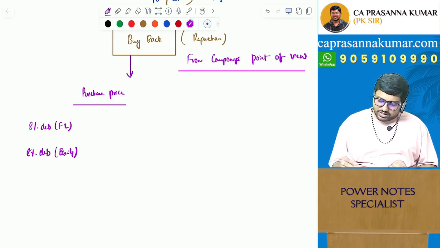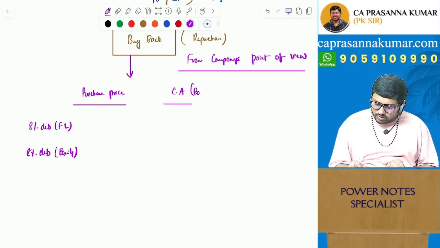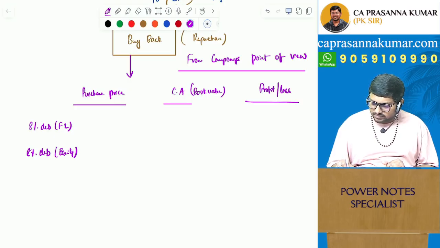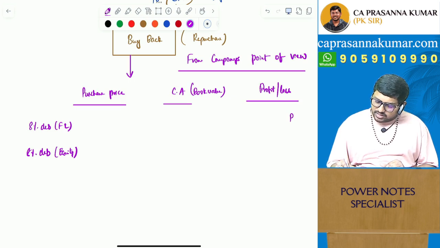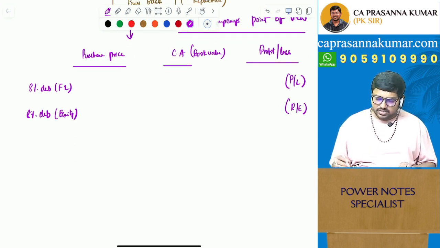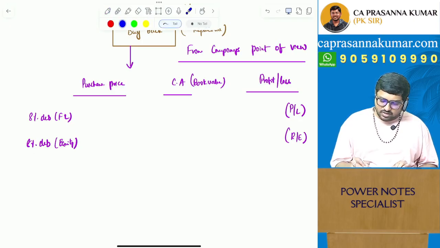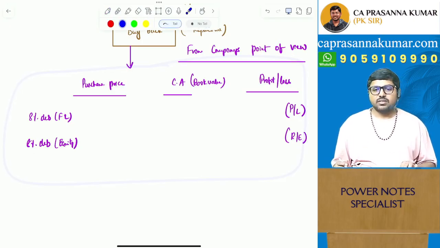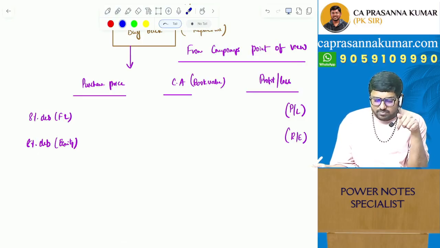I need purchase price. Then I need carrying amount for both, which is nothing but book value. Then I'll know whether there is profit or there is loss. Now, when it comes to financial liability, I'll be transferring that to P&L account. When it comes to equity, I'll be transferring that to retained earnings. This is the concept, one line concept. That's all. When you do buyback, all you need to do is find out the purchase price, already given in the question, sir. You split it between financial liability and equity. Find out the carrying amount.